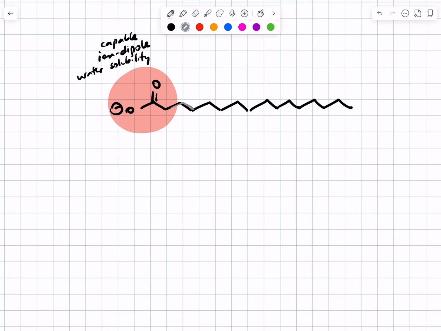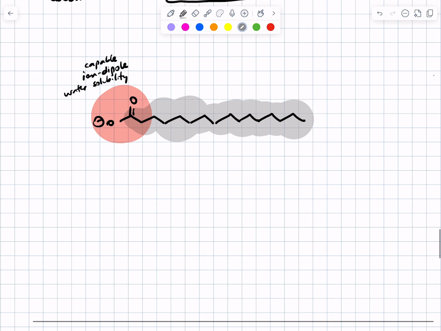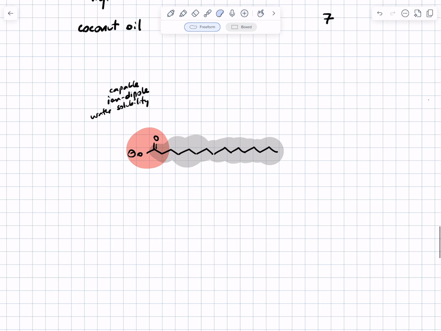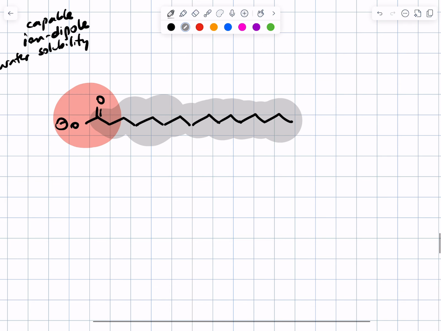Now, the nonpolar tail here, the part that I will highlight in gray, is not water soluble. It's nonpolar. It can't interact with water. So what happens is the molecule will associate with other molecules to try to minimize its exposure to water.